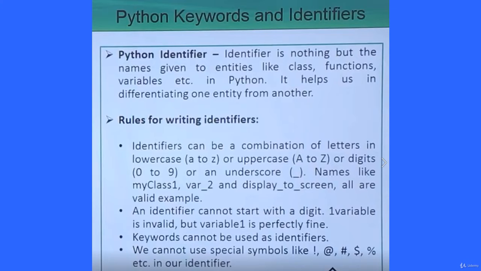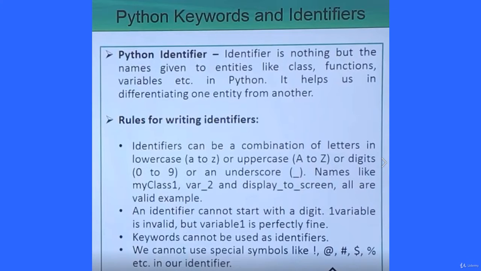An identifier cannot start with a digit. So 1variable is invalid, but variable1 can be treated as a valid identifier. Keywords cannot be used as identifiers. We cannot use special symbols like exclamation mark, at the rate, hash, dollar, percentage symbols, etc. in our identifier name. These rules are mostly common in almost all programming languages, but in Python, these are the rules to be followed while defining identifiers.